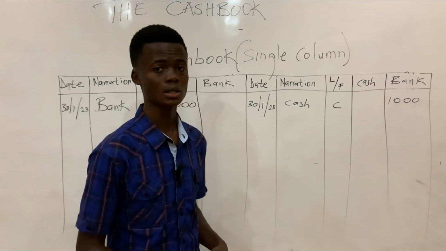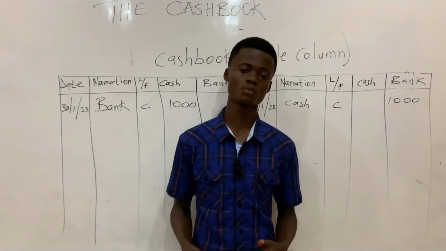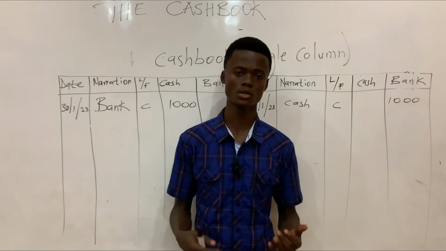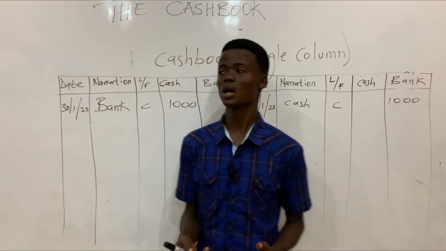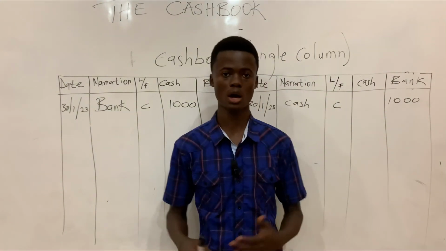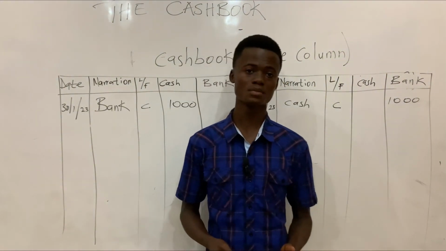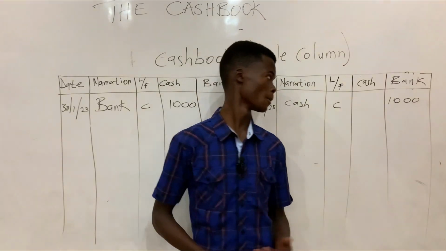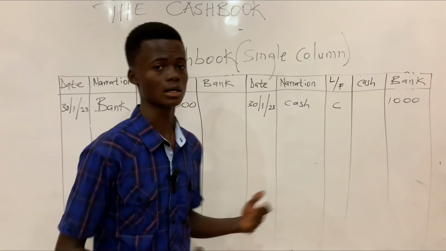The cash column can never have a credit balance because you cannot overspend more than you have in your pocket, or you cannot overspend more than you have in your hands. So the cash column can only have a debit balance, or it will not have a balance at all. And when it does not have a balance, then it means that you spent all what you have in your hands. So there are only two circumstances where the contra entry can happen.